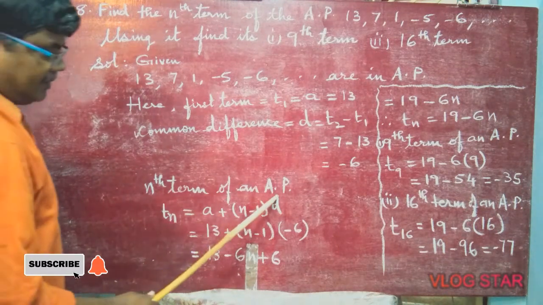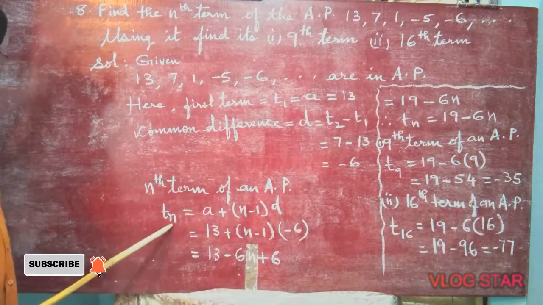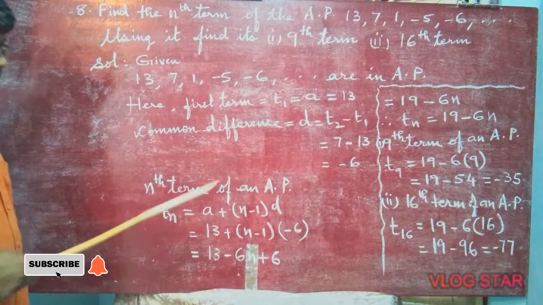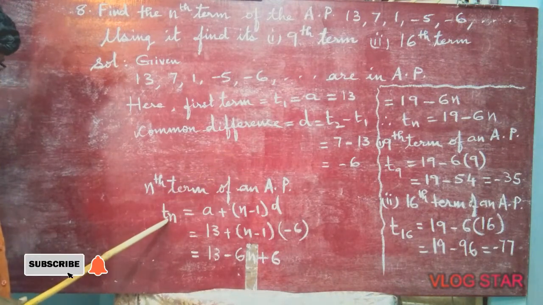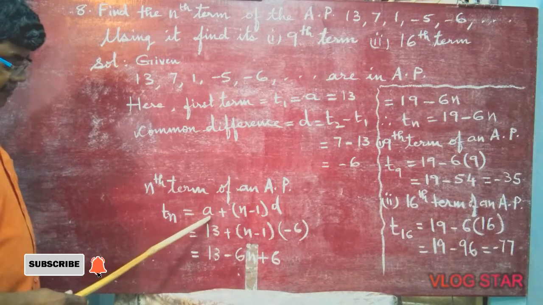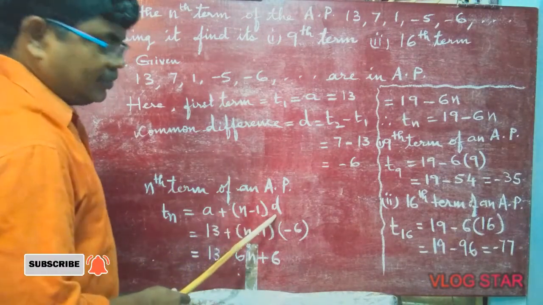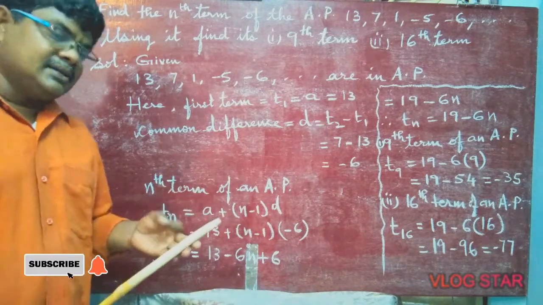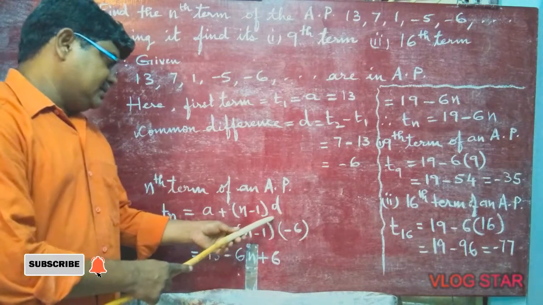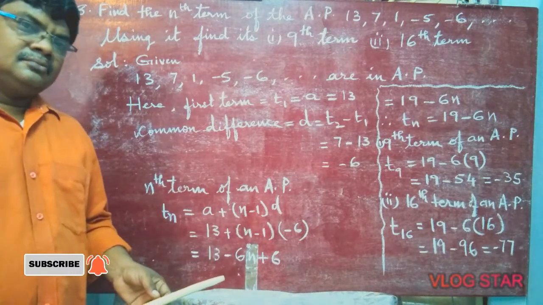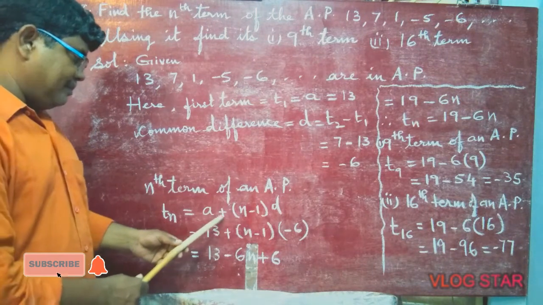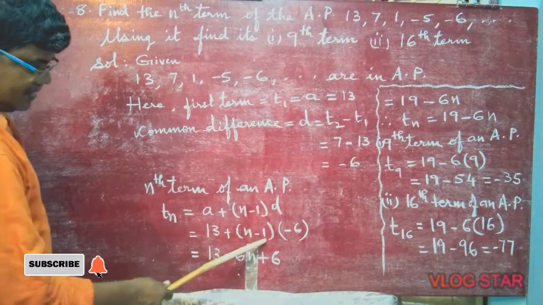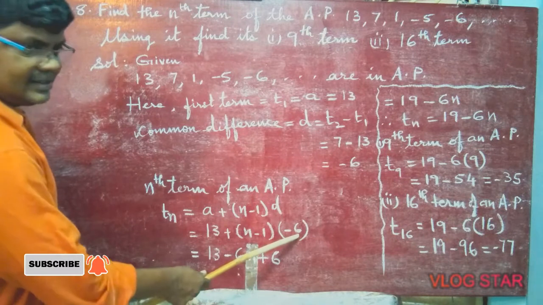Nth term of an AP we represent as Tn. Tn indicates nth term. Tn means not Tamil Nadu. This is nth term. Nth term of an AP is what? A plus n minus 1 into D. Nth term, general term, last term, for all three things, same formula as I told you. So Tn is equal to A plus n minus 1 into D. A value we know, 13, plus n minus 1 into D value, which is minus 6.